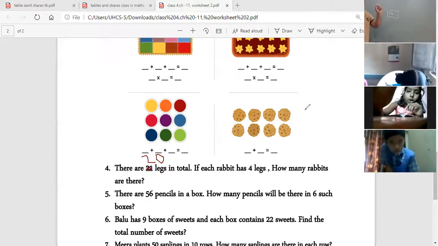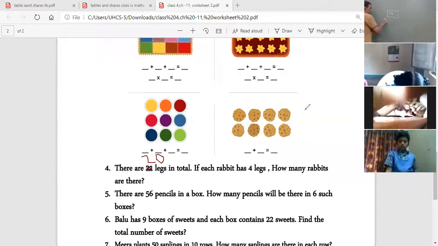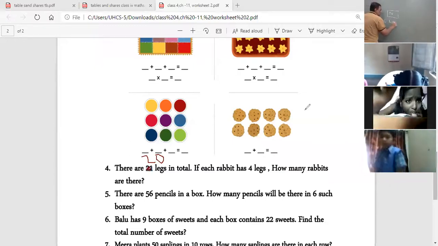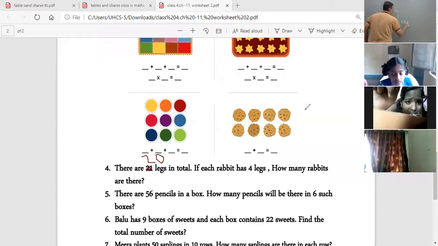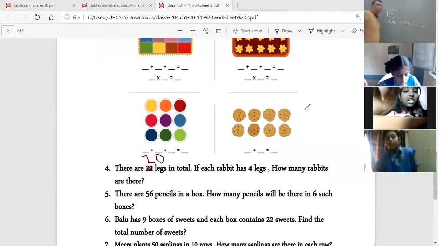Each box has 56 pencils. There are 6 boxes. So total how many will be? Total number of pencils.